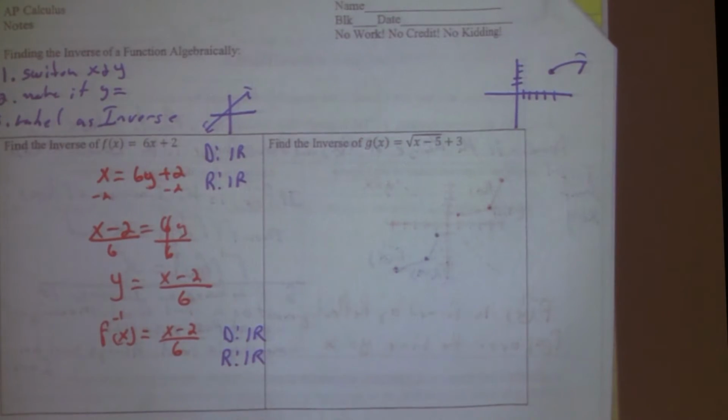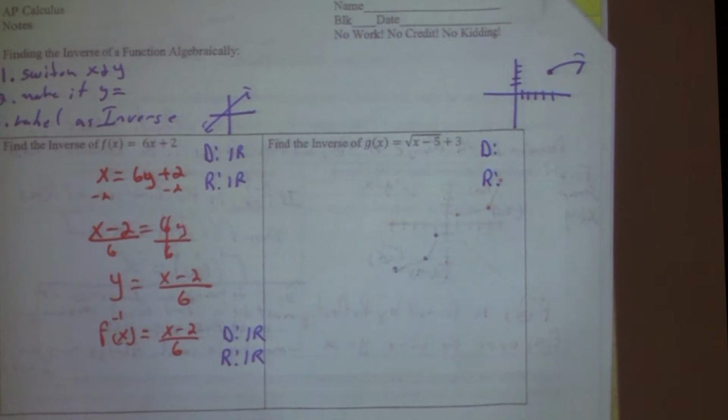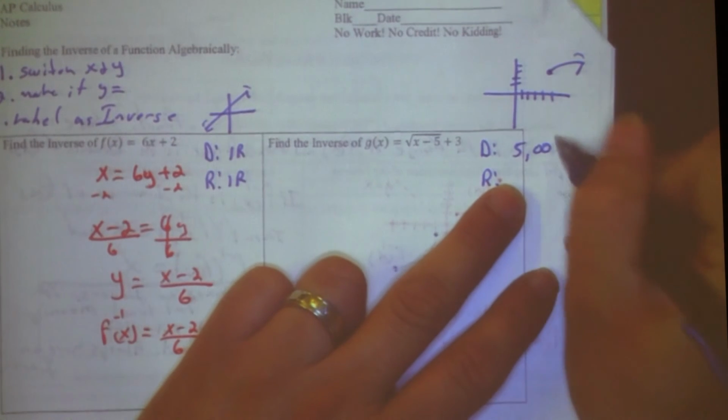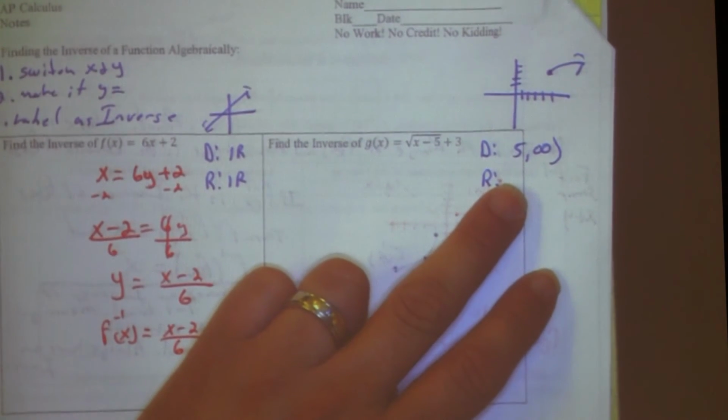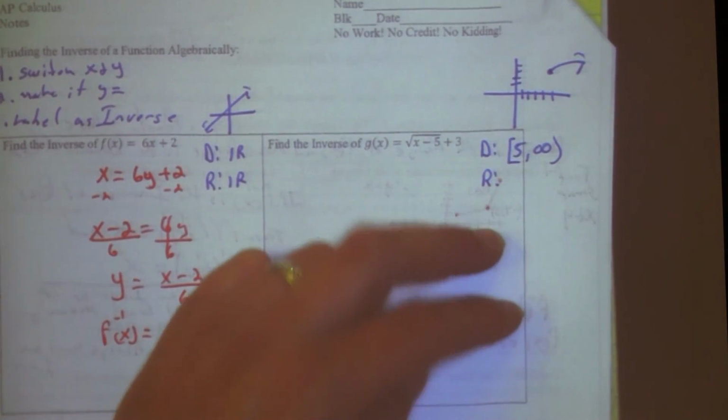But before we do that, let's write down the domain and the range. So what is its domain and range? Because that's going to be important. 5 to infinity. That's for the domain. So 5 to infinity, and we're writing it in interval notation. Is 5 included? So I put brackets? Yes.